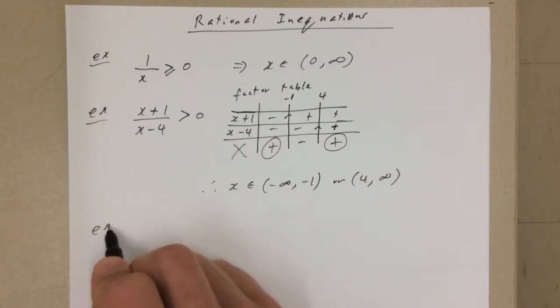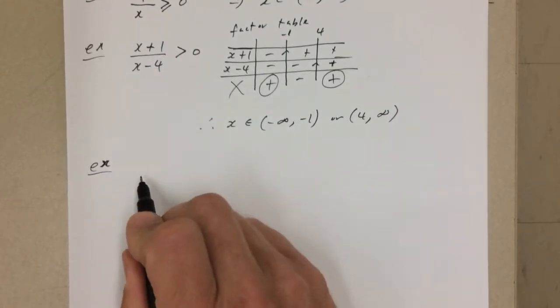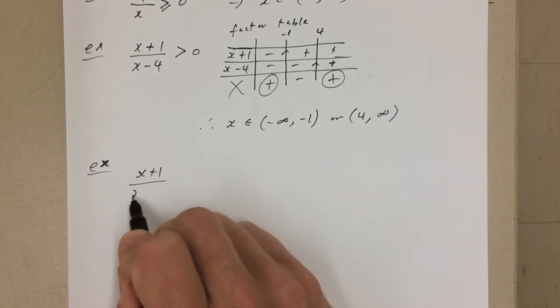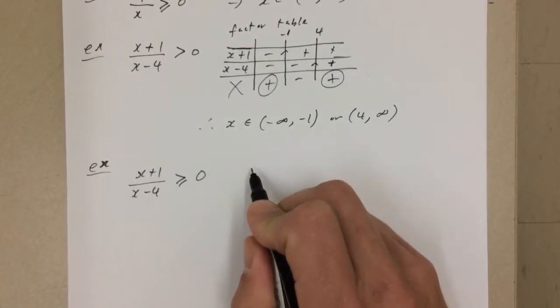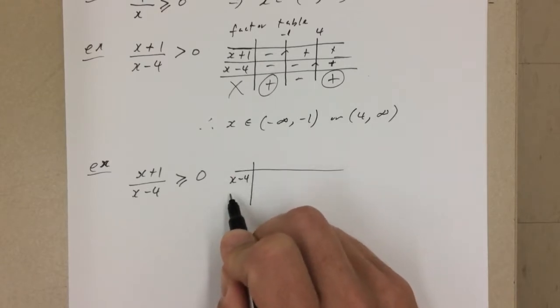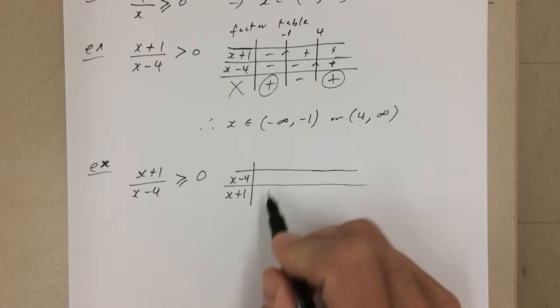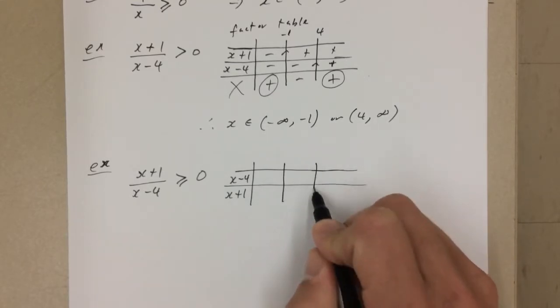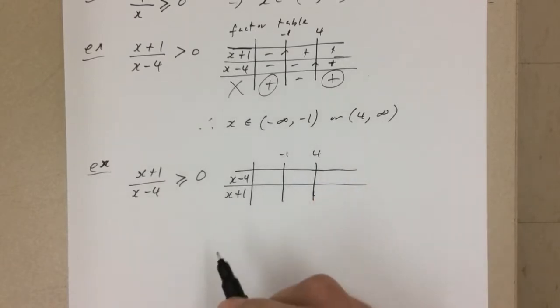Okay? So we're going to do the same one now, just a little bit different. We're going to do x plus 1 over x minus 4 is greater than or equal to 0. Okay, do the factors again. So x minus 4, x plus 1. Doesn't matter what order you do them in on that part. Okay, those in. So -1 and 4 are breakpoints.